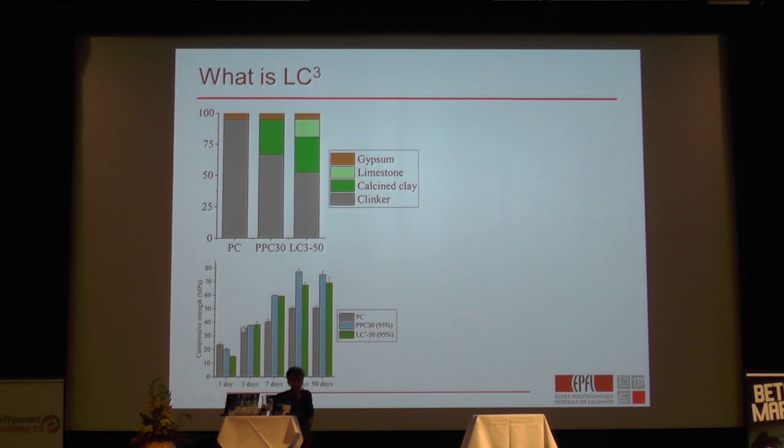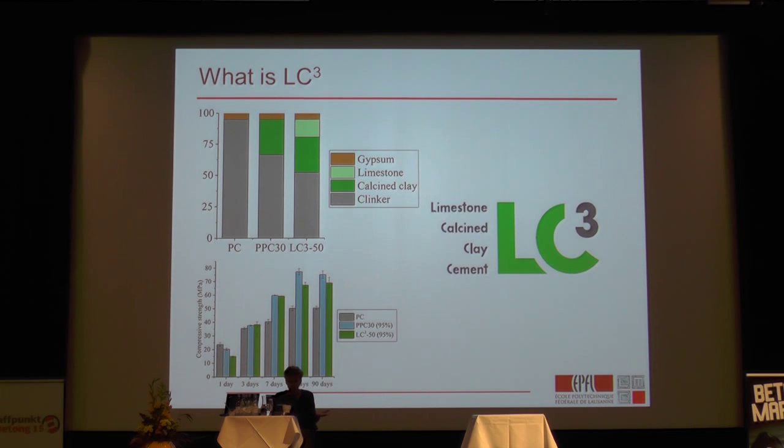At that 50% or so substitution, even at quite early ages, we can get strengths that surpass that of Portland cement. So we've got half the amount of clinker, not quite half the amount of CO2, but 30% less CO2 with higher strength. So this is really interesting. This is what we should be looking at.